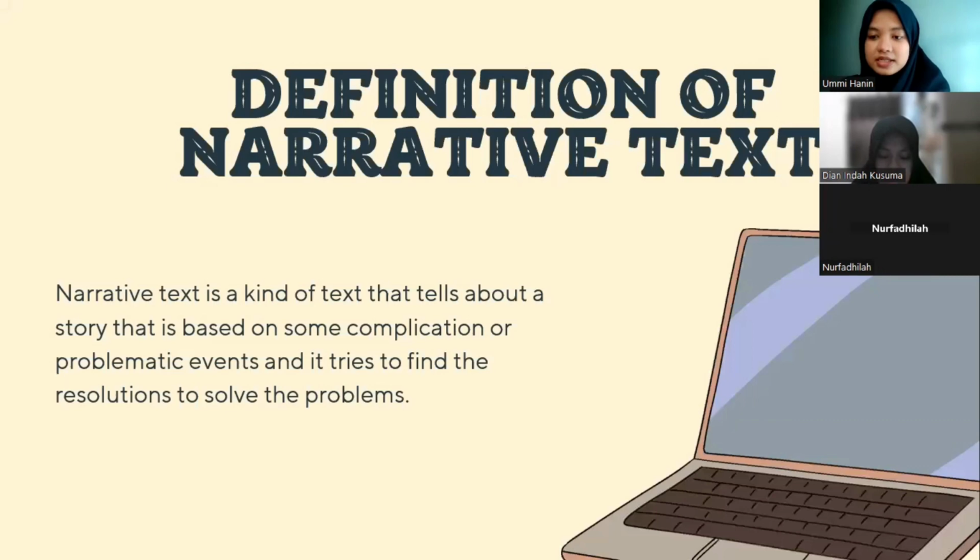Narrative text is a kind of text that tells a story based on some complication or problematic event, and it tries to find resolutions to solve the problem. Simply put, a narrative text is a type of text that tells a story or describes a sequence of events. The purpose of a narrative text is to entertain or inform the reader by presenting a series of events in a coherent and engaging way.